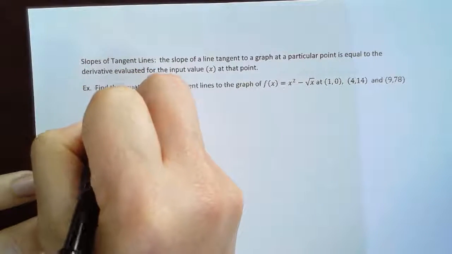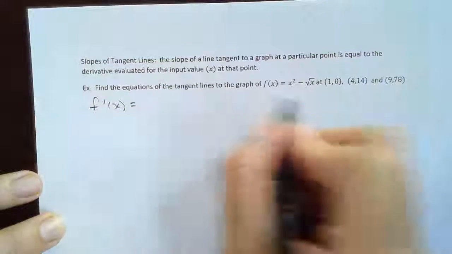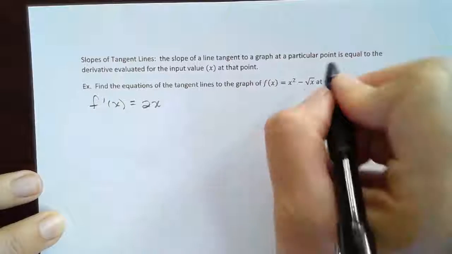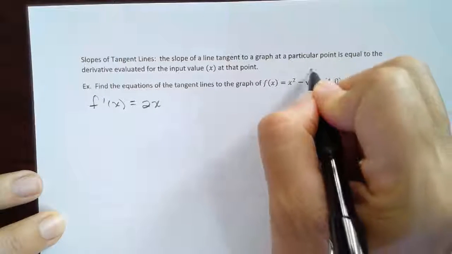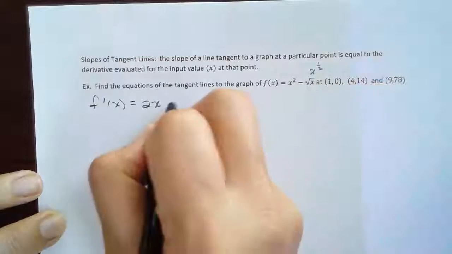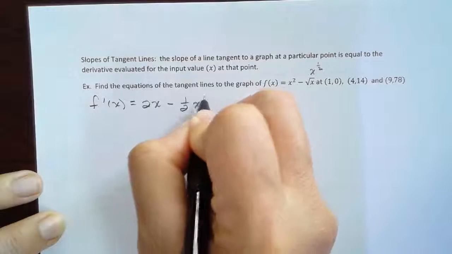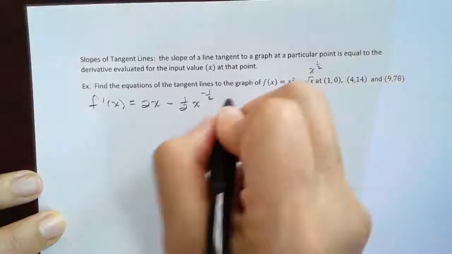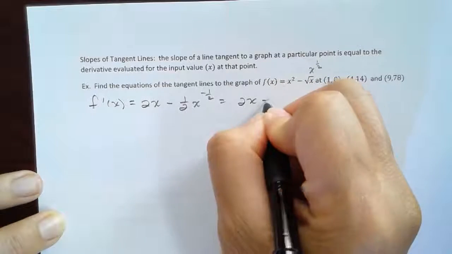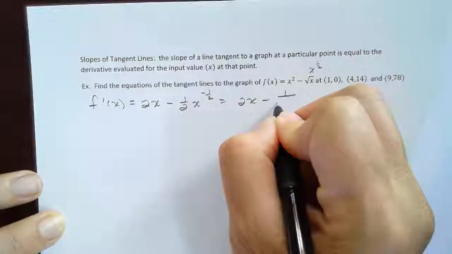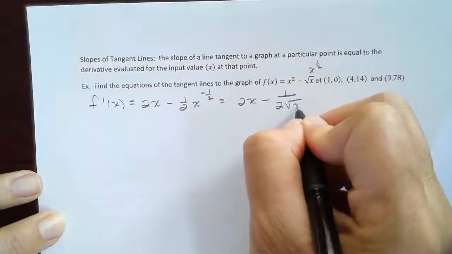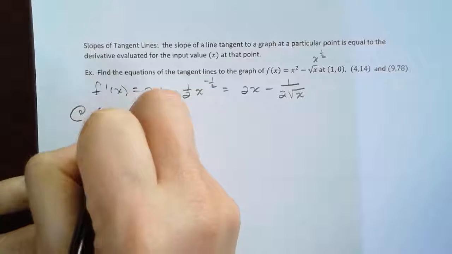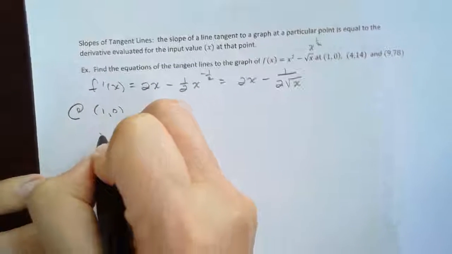So f prime of x will be equal to the derivative of x squared, which is 2x. Now I've got x minus the square root of x, which is x to the 1/2 power. So it's going to be minus 1/2 x to the negative 1/2 power, because 1/2 minus 1 is negative 1/2, which will be 2x minus 1 over 2 times x to the 1/2, which is just the square root of x.